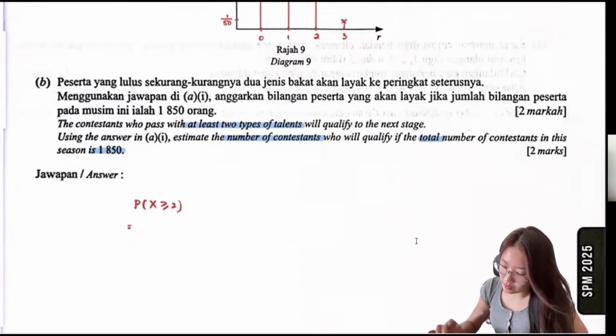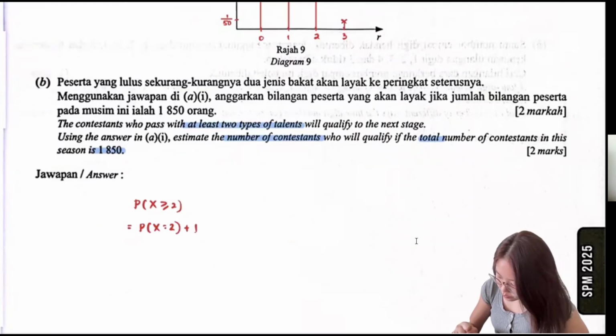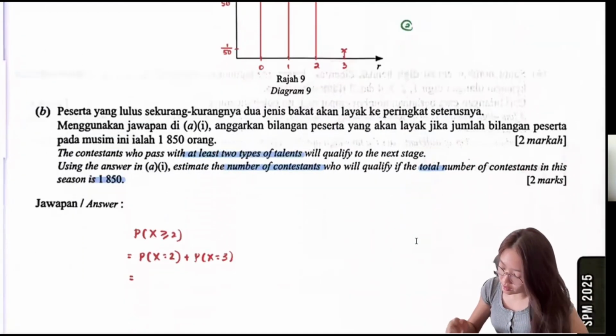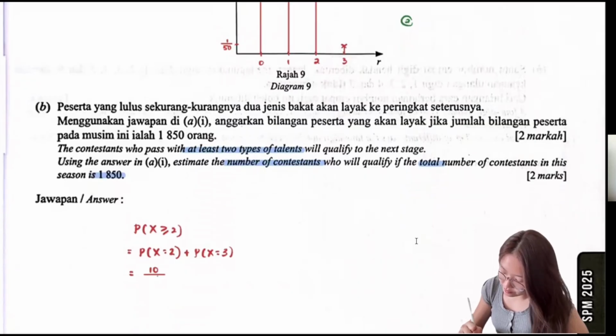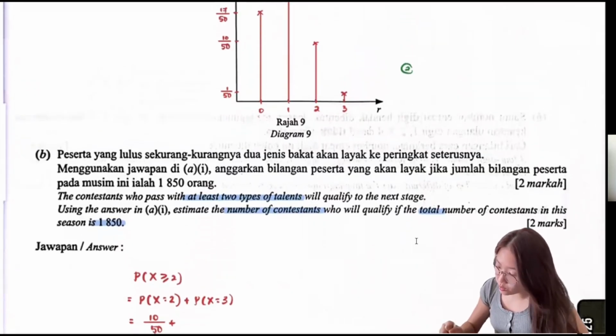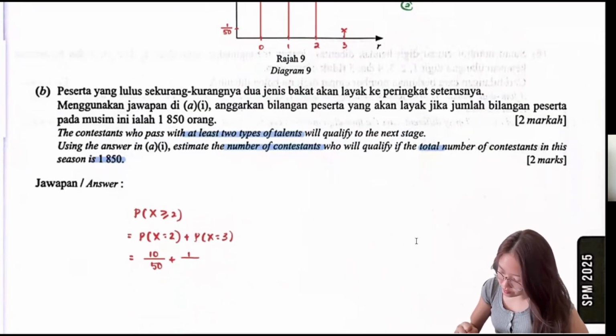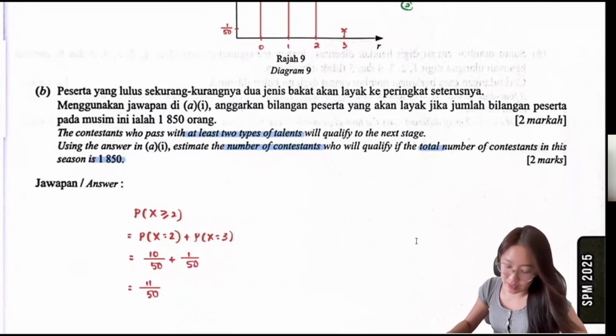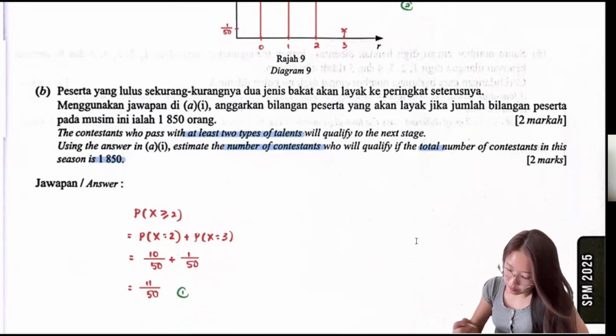Okay, so you write here, probability of x equals to 2 plus probability of x equals to 3. X equals to 2 is 10 over 50. X equals to 3, 1 over 50. So here your answer is 11 over 50 for probability of at least 2 types of talents. Okay, here you get 1 mark.